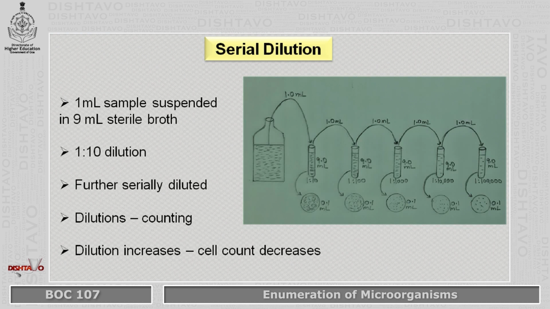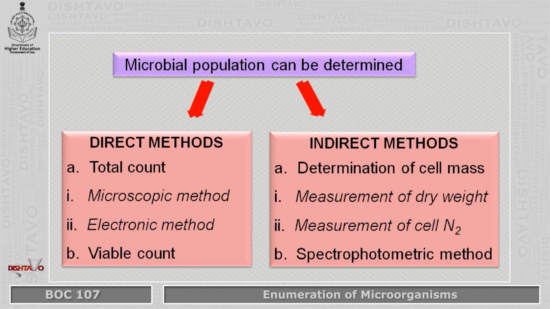In the serial dilution method, 1 ml of sample is suspended in 9 ml of sterile broth to obtain a microbial suspension of 1:10 dilution. This sample is further serially diluted in multiples of 10 by transferring 1 ml of the previous dilution to 9 ml of sterile broth to obtain the next dilution. These dilutions are then used for counting. As the dilution increases, the cell count decreases.